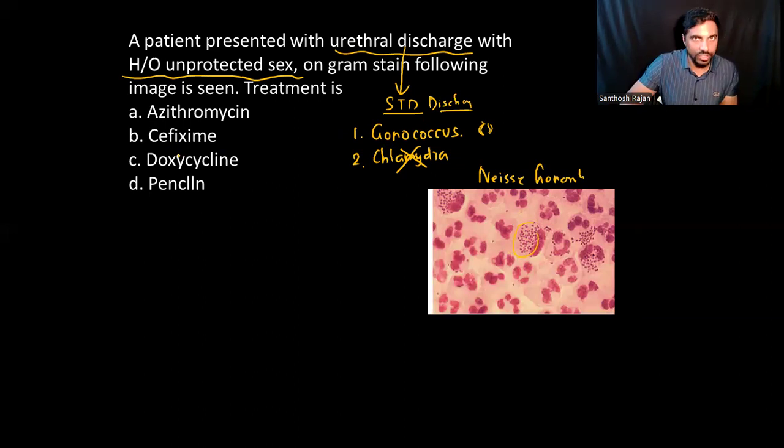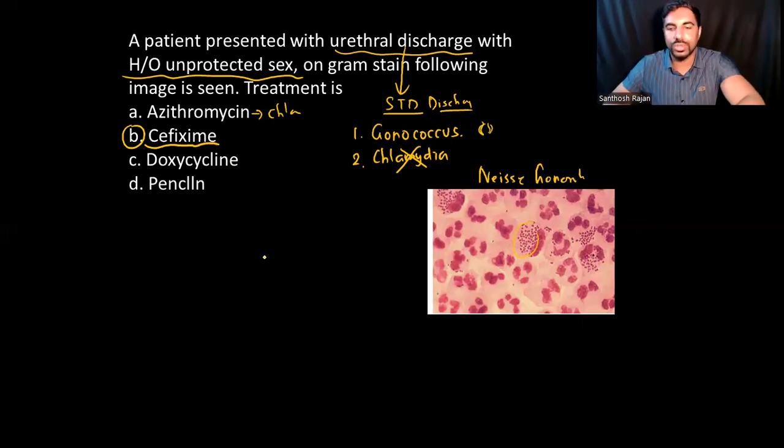But here also cefixime. They are the same generation, so it doesn't matter. Ceftriaxone or cefixime, both are right answers. Azithromycin will go for your chlamydia. For chlamydia, even doxy will also work. But doxy could also treat other diseases. Penicillin, you go for syphilis. Okay, we are finished with this question. So it was simple. No chance of making a mistake here.